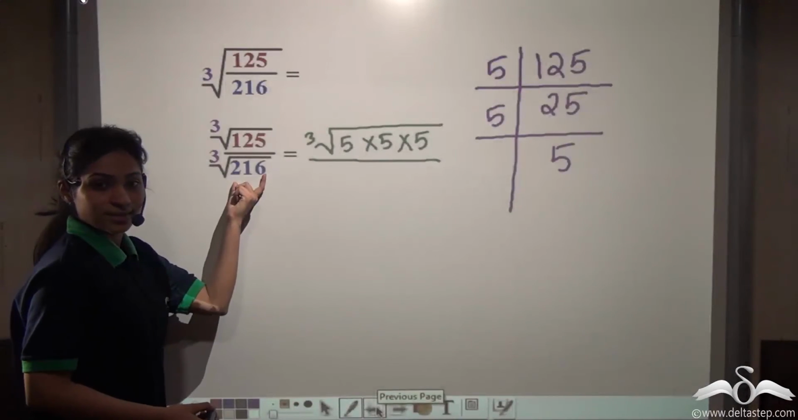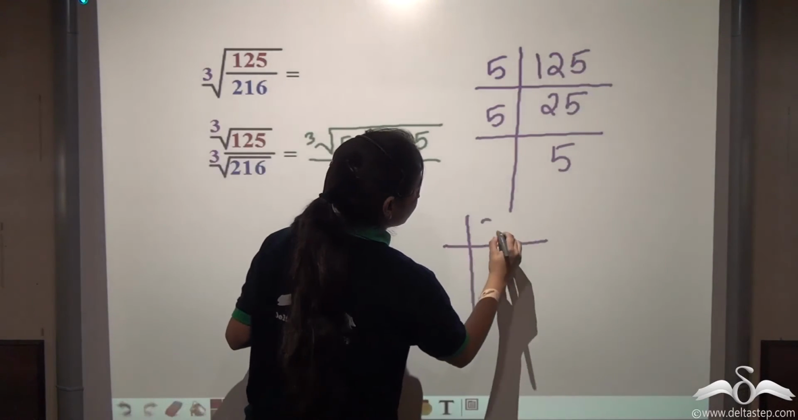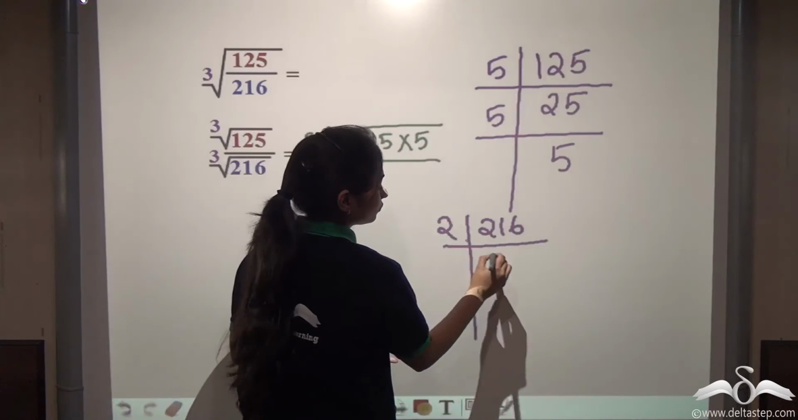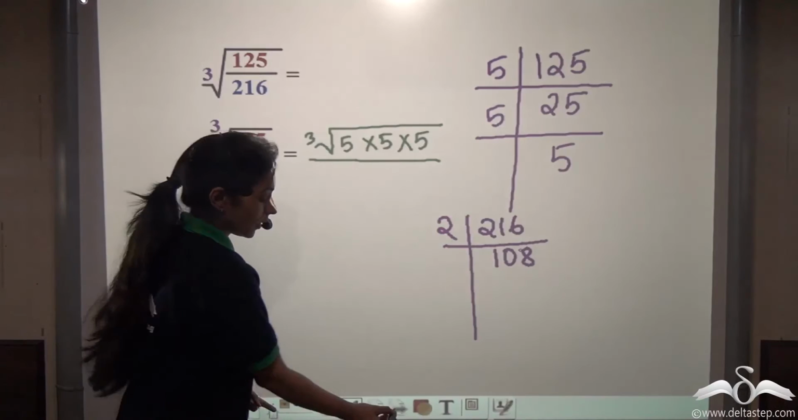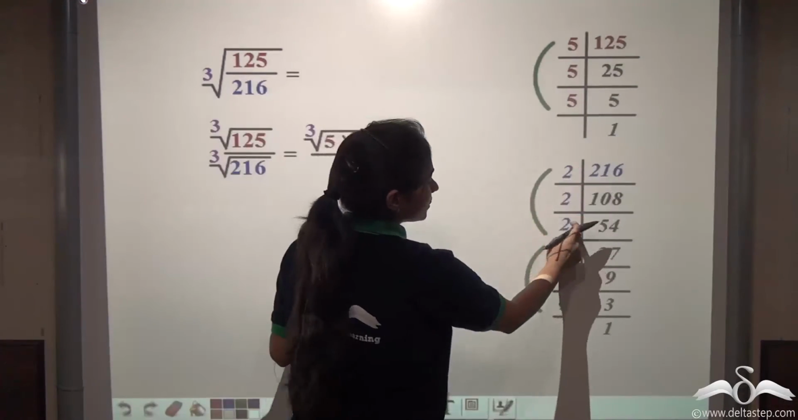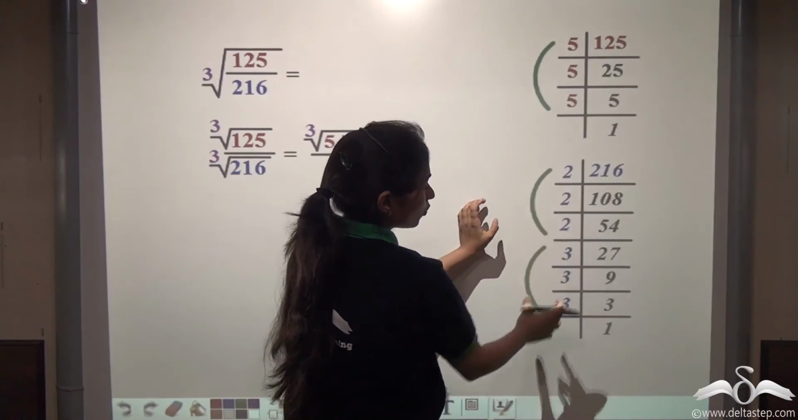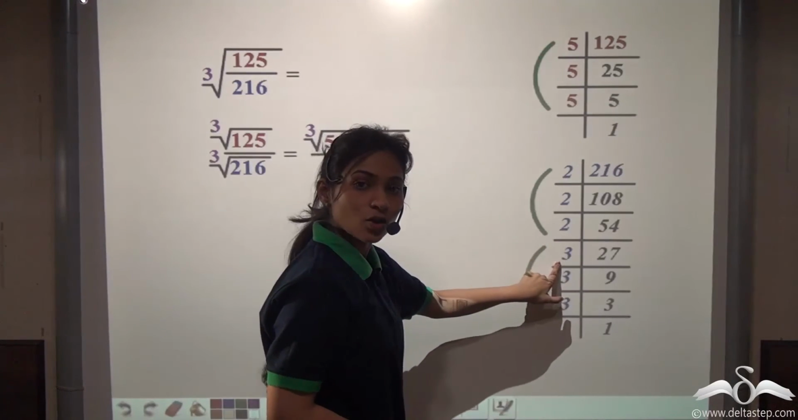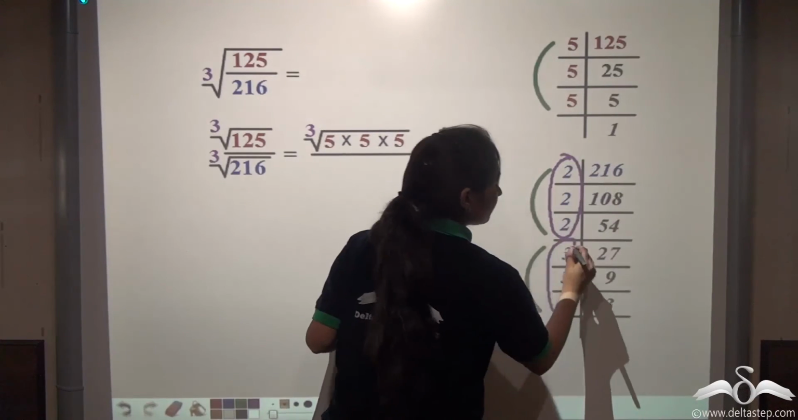What about 216? Again prime factorize this. This is an even number, so start with 2. Now continuing this, what do we get? We get this. Now you can see we have a group of 3 for the number 2, and a group of 3 for the number 3 as well. So you can say that we have 3 times 2 and 3 times 3.